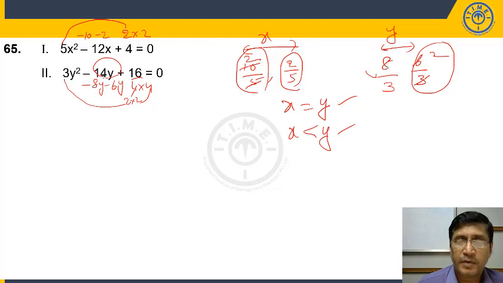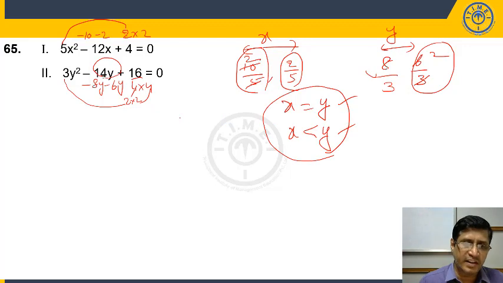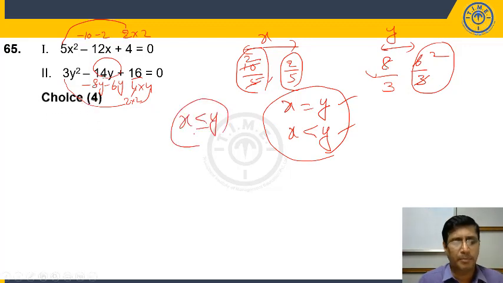Right. What is the next one? 2 by 5 is less than 8 by 3, and 2 by 5 is less than 2, means x is less than y. Combining these two, what is the result? X less than or equal to y. Right choice, option number 4.